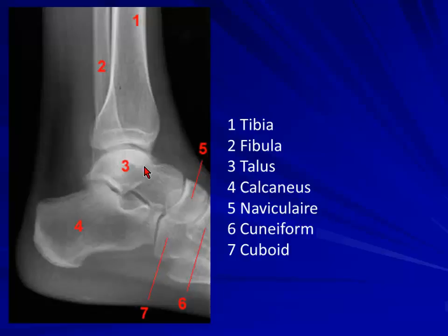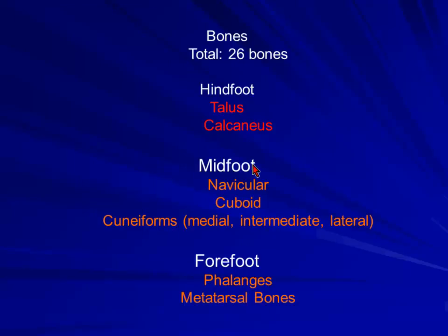So this is the mortise. The mortise is the tibiotalar joint, and this is the talus. So below the talus is the subtalar joint. This is the midfoot. So the midfoot is cuboid, navicular, and three cuneiforms: medial, intermediate, and lateral. So this forms the midtarsal joint. Yeah, and these are the forefoot, so metatarsal bones and the phalanges.